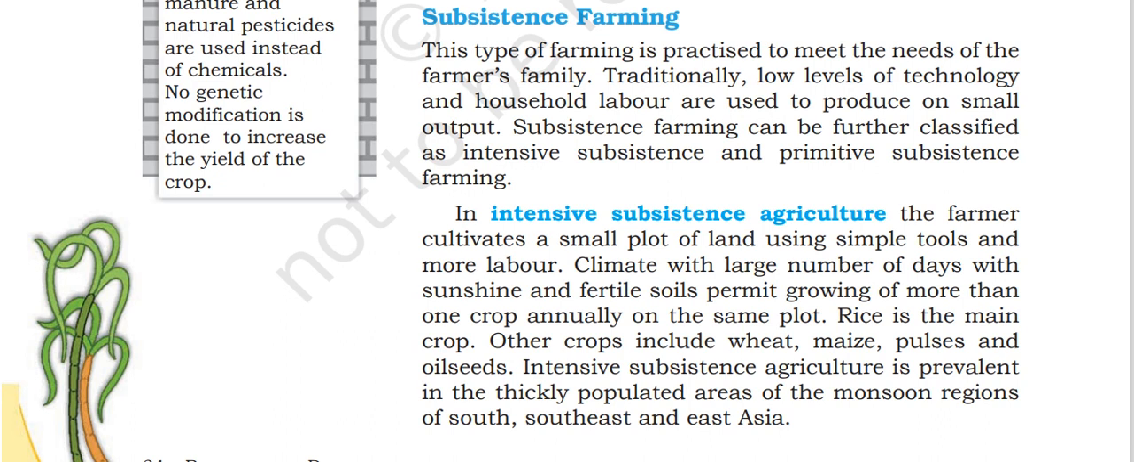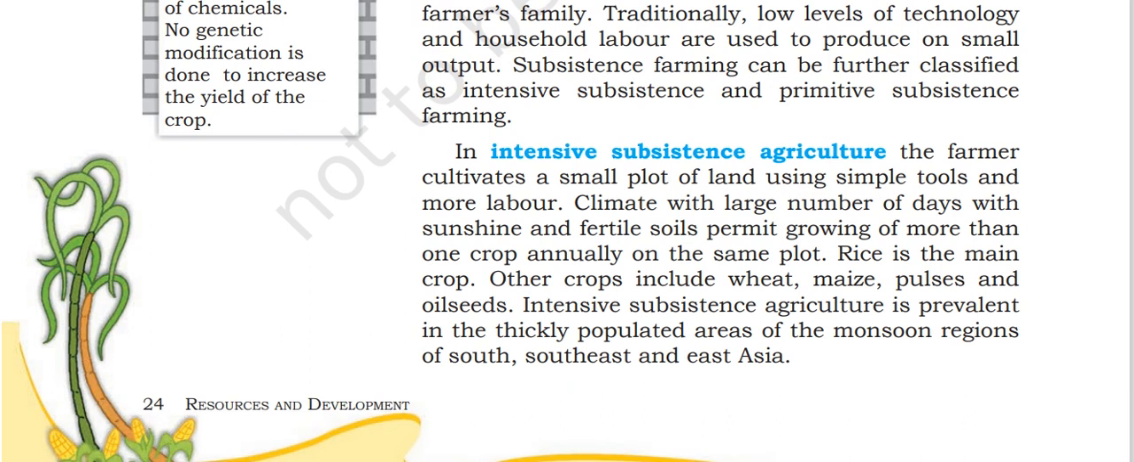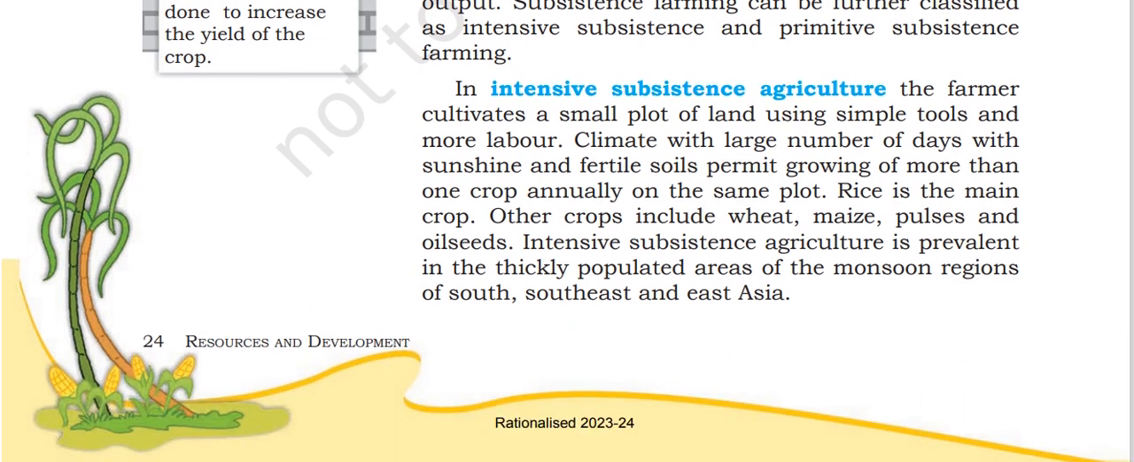The climate, with a large number of days with sunshine, and fertile soil permit growing more than one crop annually on the same plot. Rice is the main crop. Other crops include wheat, maize, pulses and oilseed. Intensive subsistence agriculture is prevalent in the thickly populated areas, with small plots of land, simple tools and more labor.